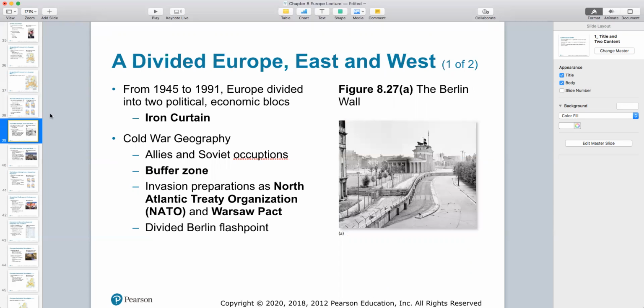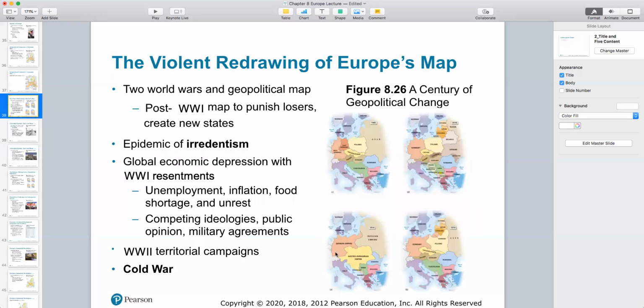Between 1945 and 1990, Europe was divided into two geopolitical and economic blocs: the East, Soviet-dominated communist states, and the West, democratic capitalist influences. The border was divided by what was termed the Iron Curtain. I'm going to go back and take a closer look at this image showing the progression and where borders have been adjusted.